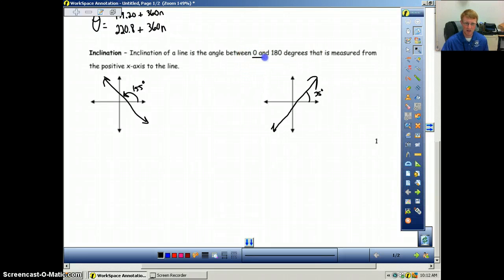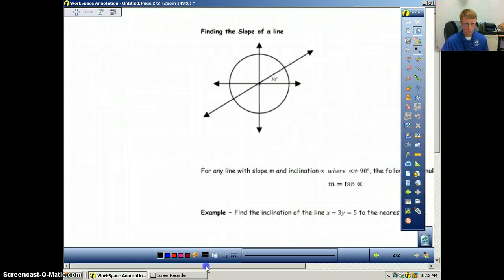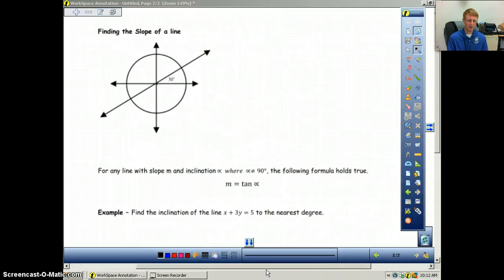Keep in mind, inclination has to be between 0 and 180 degrees. Okay, so let's move on. How are we going to do that here? Well, we're going to use inclination to actually find the slope of a line.